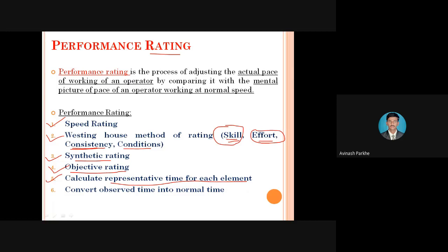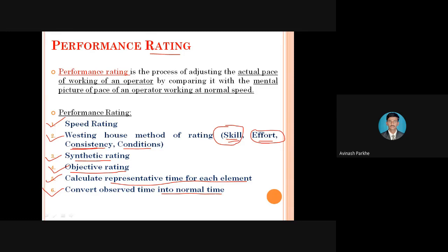Therefore, here in the fifth method, what do we have to do? We have to calculate the representative time for each and every element. That is, we divide the work into a number of elements, and for each element we calculate the time. And lastly, convert the observed time into the normal time. This is very important.